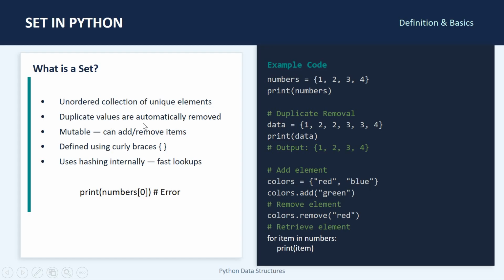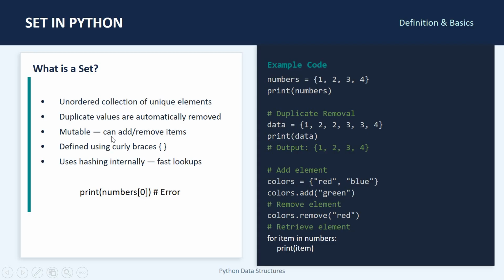Okay, and duplicate values are automatically removed. So if we are adding duplicate values, for example 2, 2, 3, 3, that means 2 is twice and 3 is also twice, so it will not take the duplicate values, it will automatically remove them. So when you print it, it will directly give 1, 2, 3 and 4. That is the way it will display the elements. But duplicates will be removed from the set data structure.